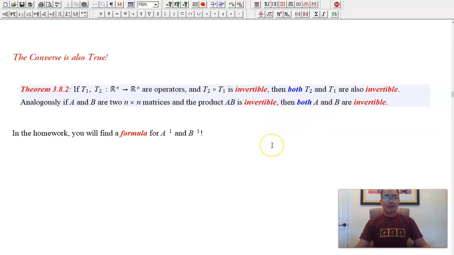So that formula, by the way, that we saw in the last theorem, that AB inverse is B inverse A inverse, only works because we knew that A and B are both invertible. We don't know in this case that A and B are invertible. In fact, that's what we're trying to show. But that's what you're going to do in the homework. And in fact, you will find the formula for both A inverse and B inverse, and it will be in terms of the inverse of AB.